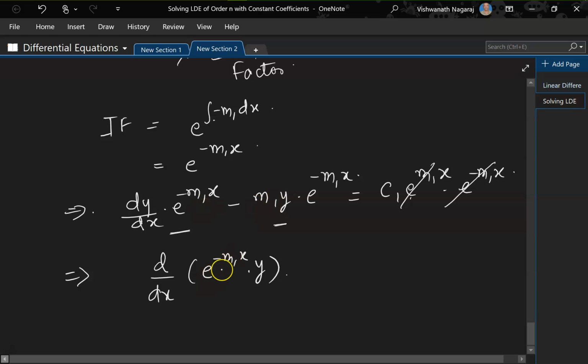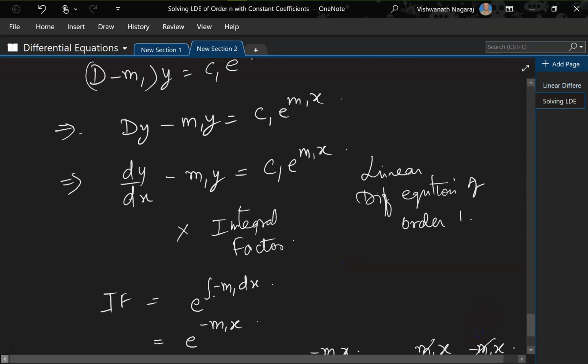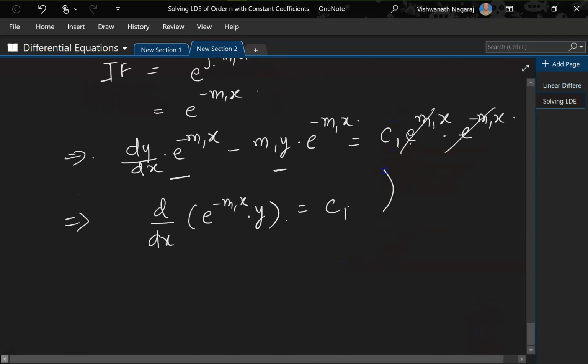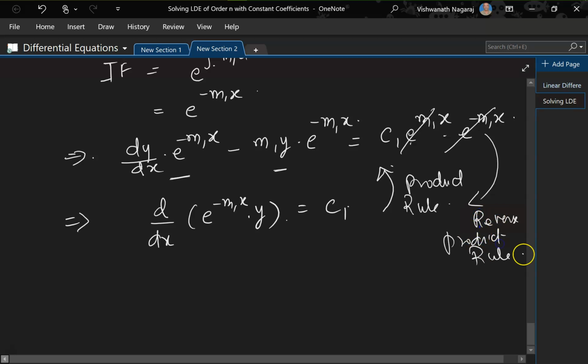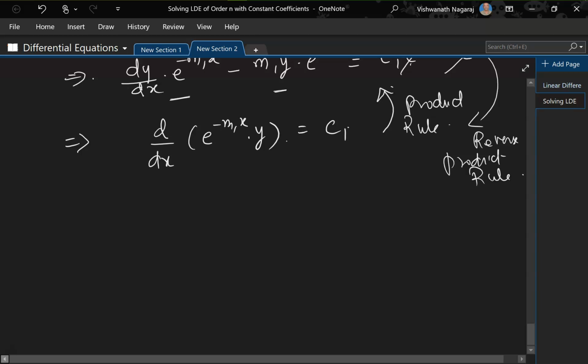So here, just very quickly, you can do the product rule to get back this. So this one as it is, dy by dx, plus y as it is, and the differential of this is minus m1 times e to the power of minus m1x, equal to c1. Okay, so from here to here using the product rule, and from here to here a reverse product rule. Okay, now let's solve this.